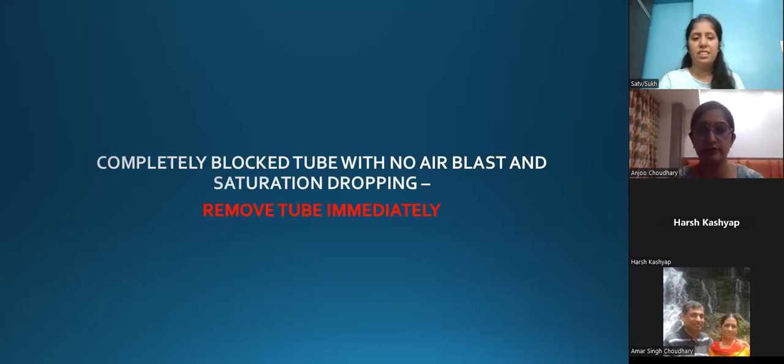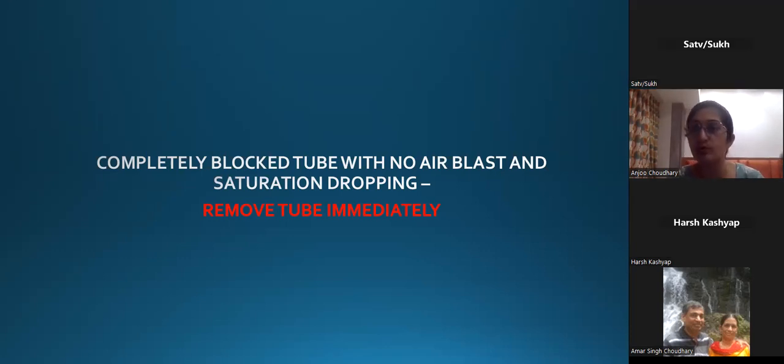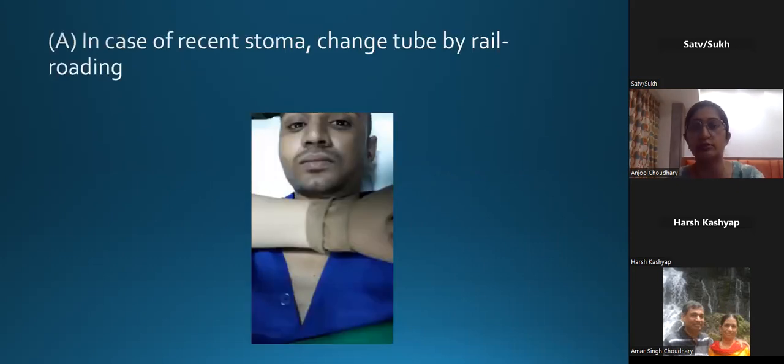So if the tube is completely blocked and despite your suctioning nothing is working, then we know that somewhere we have to take action, remove the tube and change it. You might not have the time to take the patient to the hospital. Then you need to learn these few steps as life-saving measures.